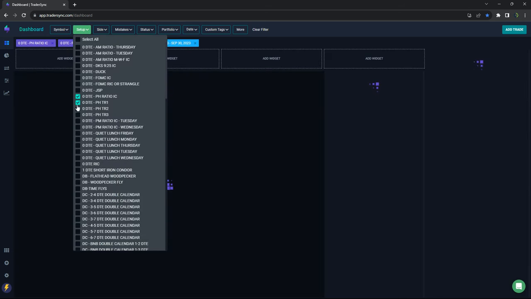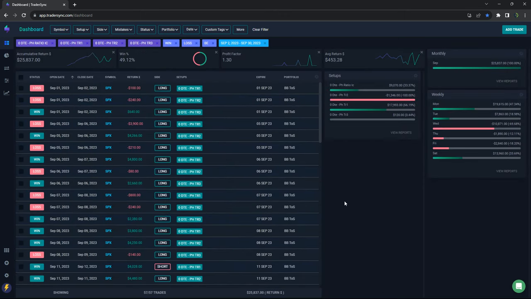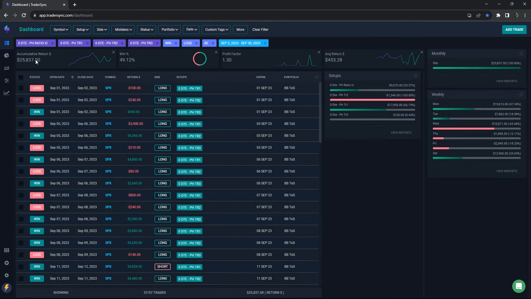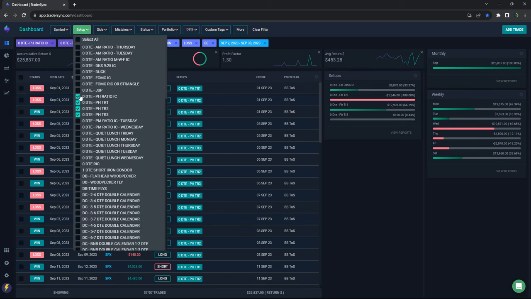And then Power Hour. Power Hour was a nice winner overall. If we look at this, plus a little over 25,000 in profits for Power Hour in September. You can see the Power Hour ratio, which set up a couple times, a little over 9,000. Tranche 2 was actually slightly red for the month, down 1,300. Tranche 1 was the big winner, almost 18,000. And then Tranche 3 was basically a scratch, plus 120 bucks. But nice month overall, almost 26,000 for Power Hour in September.